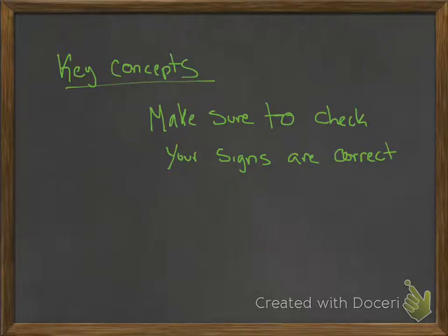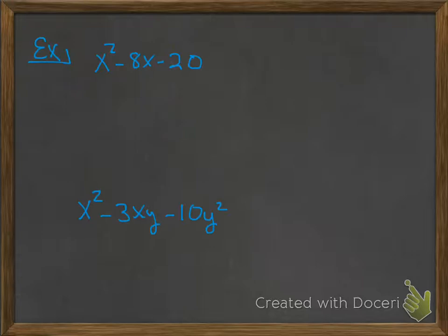One key concept to remember here is to make sure to check your signs when you're factoring. Many of you will get the right factors, but you won't think that they add up correctly because we're not using the correct signs. We need to multiply to be a negative sign or multiply to be a positive sign. So check your signs.